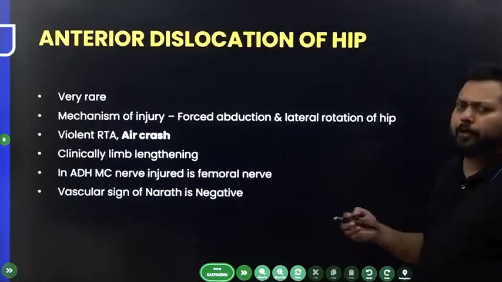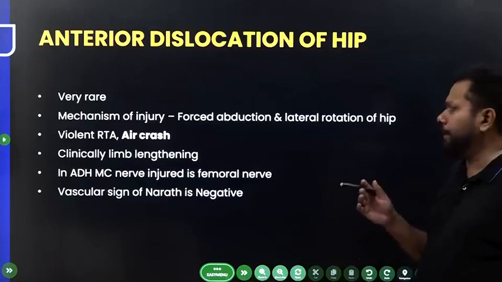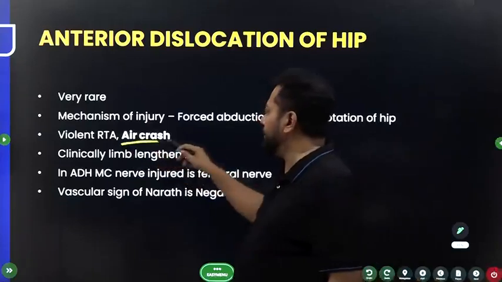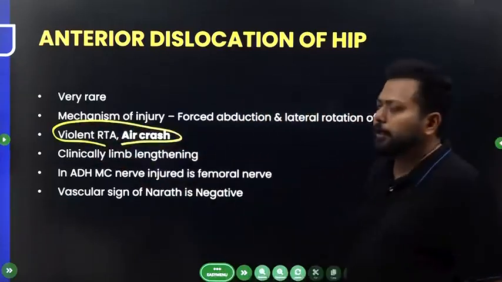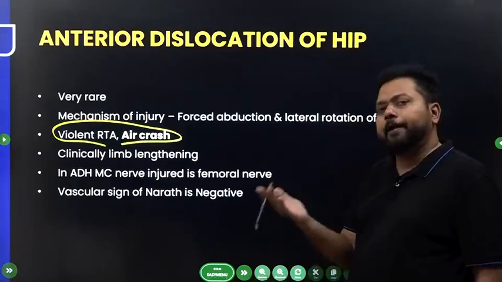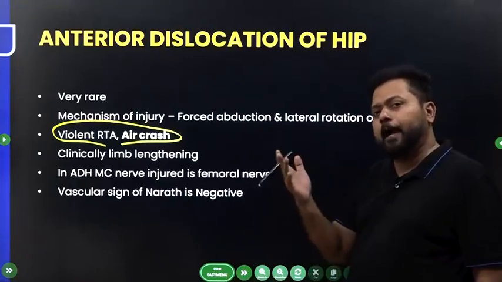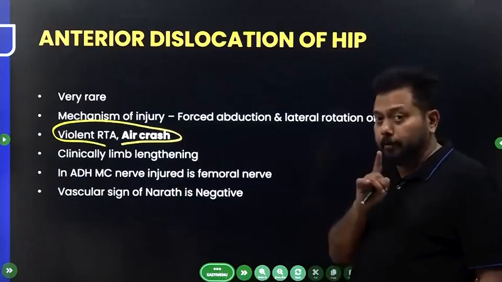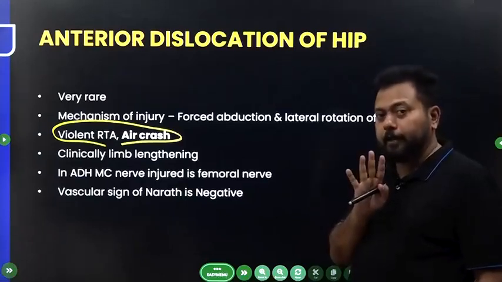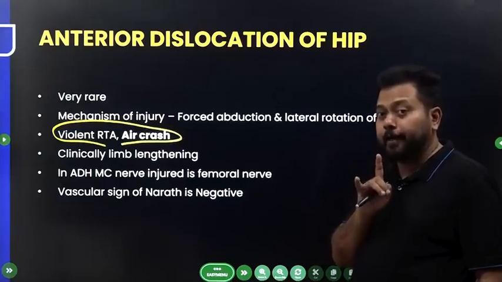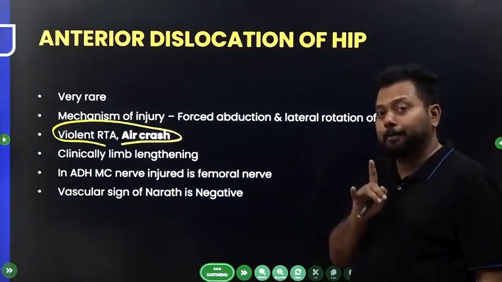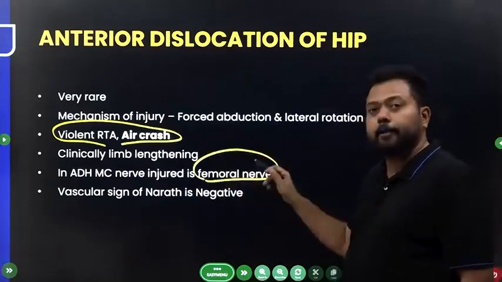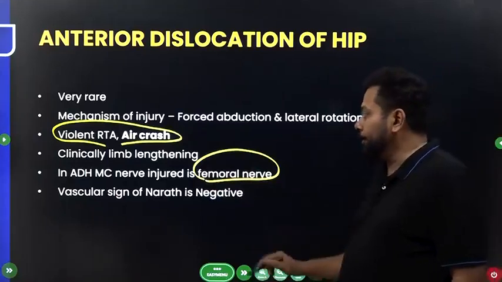Anterior dislocation is very, very rare. The mechanism of injury is forced abduction and lateral rotation of the hip, so it happens in air crashes, usually violent trauma. Clinically, apparent limb lengthening will be there. The hip is flexed, abducted and externally rotated. In anterior dislocation hip, the vascular sign of Narath is absent or negative in ADH, and positive in PDH. In ADH, the most common nerve involved is the femoral nerve. There it was the sciatic nerve, here it is the femoral nerve. Vascular sign is negative, I told you.